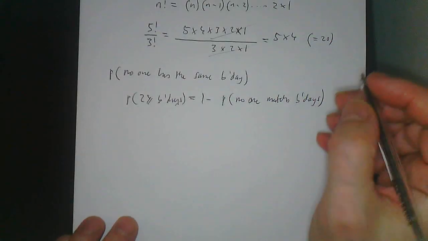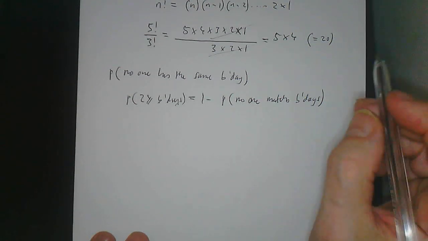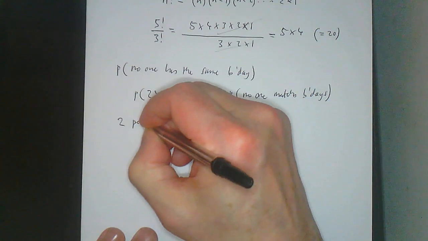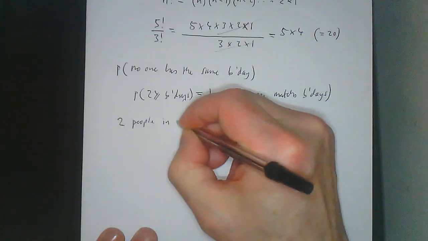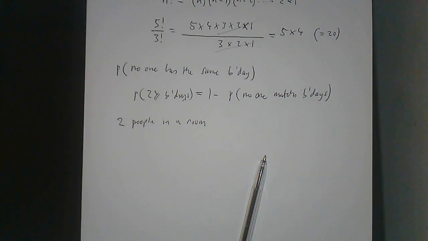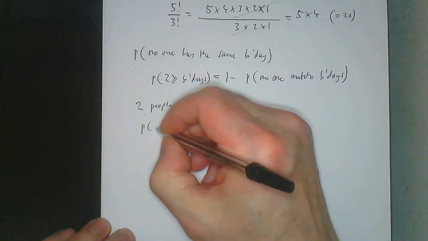One way we can start with problems like this is to simplify them a bit. Instead of thinking about 30 people in a room, maybe think about 2 people in a room and ask if their birthdays match. So we want the probability that they don't match.